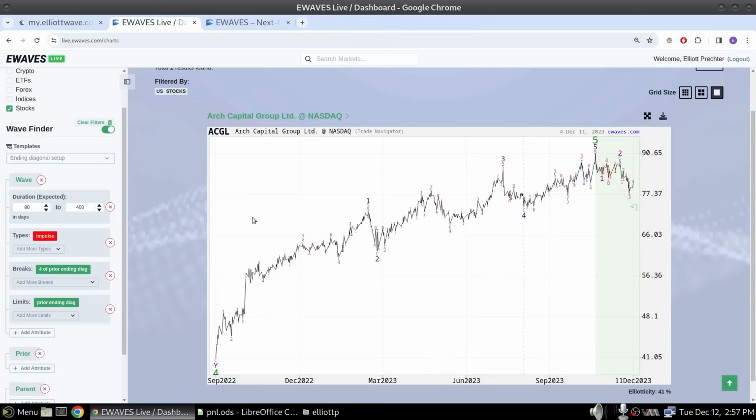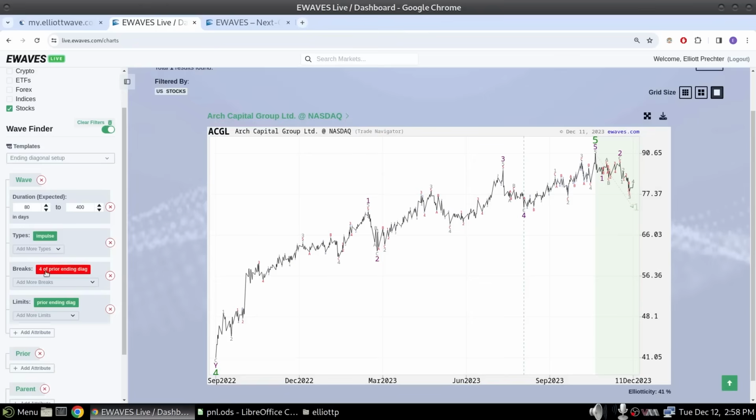The type of this wave is an impulse wave. Again, 1, 2, working 3, 4, 5. That's an impulse. Those are obviously the best waves in order to trade. We have a break here. It's saying, okay, we have an impulse wave at a certain duration, but we also want to break certain key levels before we consider it as interesting.